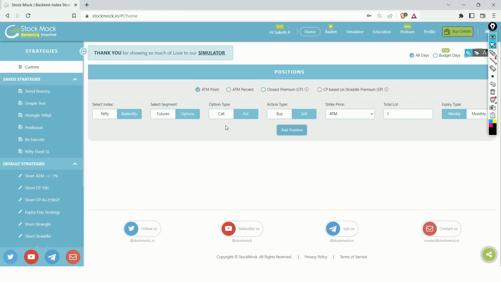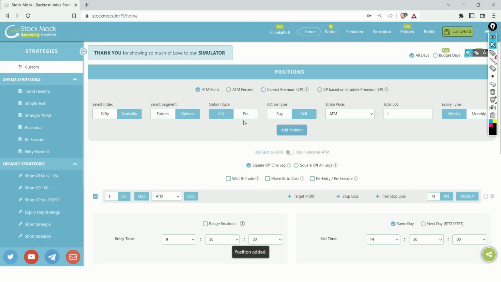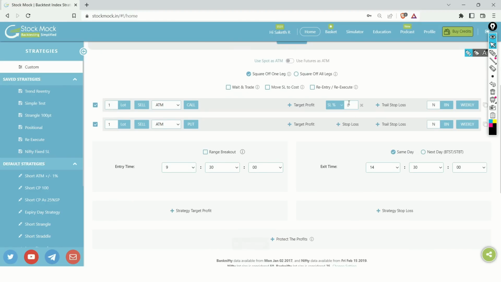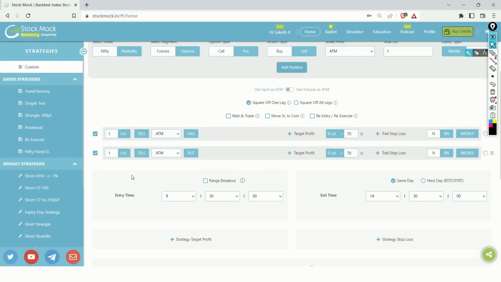So here I am going to create an ATM short strategy. I am going to sell a call option, sell a put option, and very simply place, let's say, a 70 point stop loss. So this is going to be a very simple point based stop loss of 70 points. All I have done here is sold the ATM call option, sold the ATM put option and placed the stop loss. So let us try executing the strategy at 9:30 in the morning.